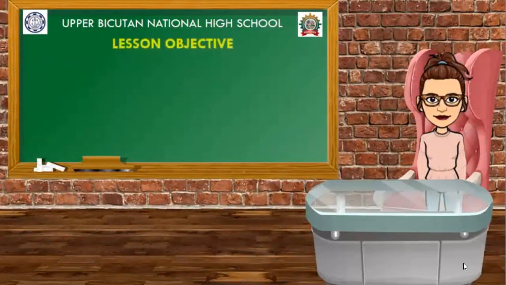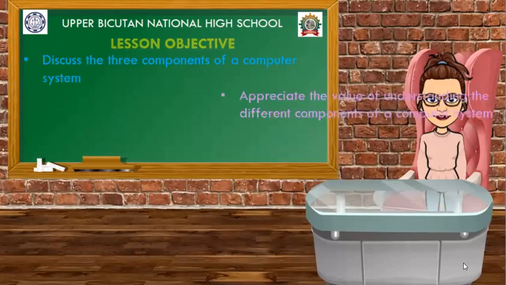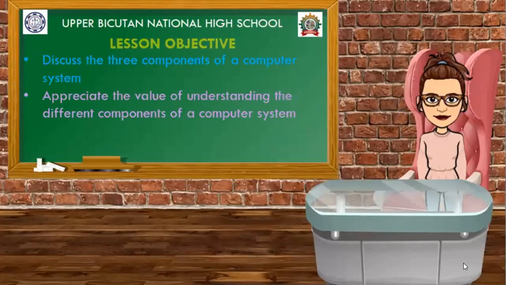For today's lesson, our objective will be the following. At the end of the lesson, the students will be able to, number 1, discuss the 3 components of a computer system. Number 2, appreciate the value of understanding the different components of a computer system. And lastly, identify additional support components for a computer hardware. So these are all the objectives for today's lesson.